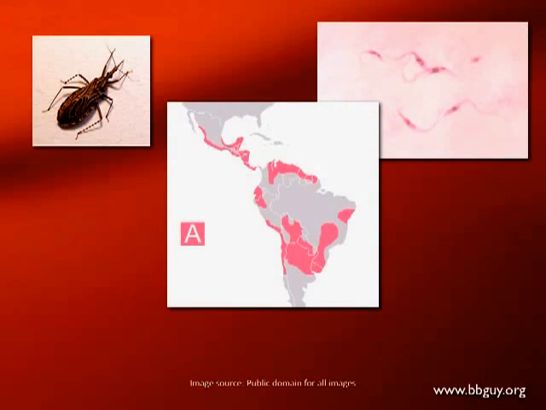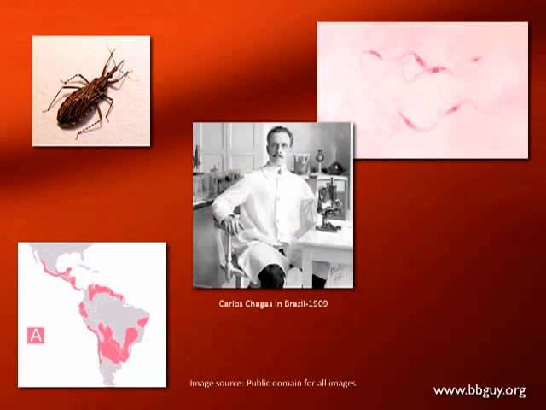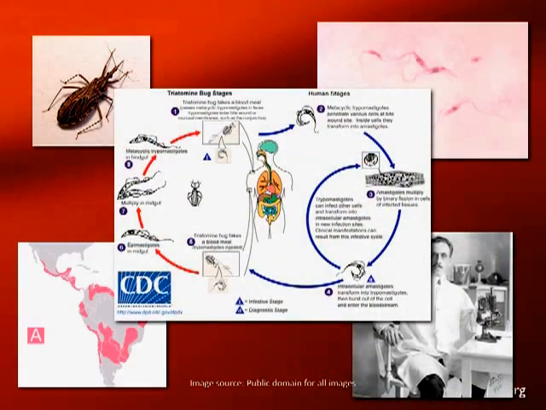Here's how the distribution of Chagas disease looks. Again, Central America, South America, Mexico. And I just had to show you a picture of Dr. Chagas. This is Carlos Chagas in Brazil in 1909, when he was discovering the disease that would bear his name. And finally, here's just a picture of the life cycle.